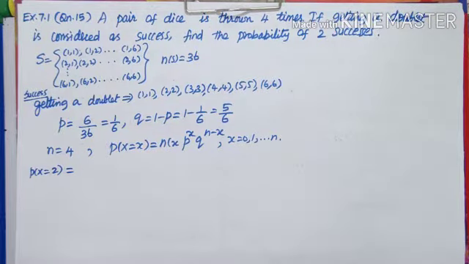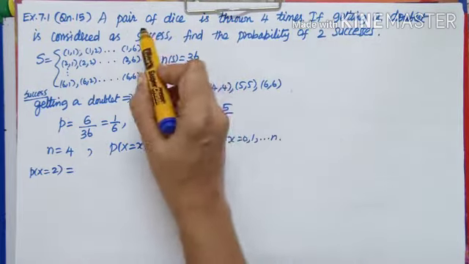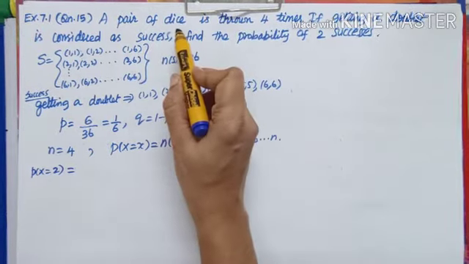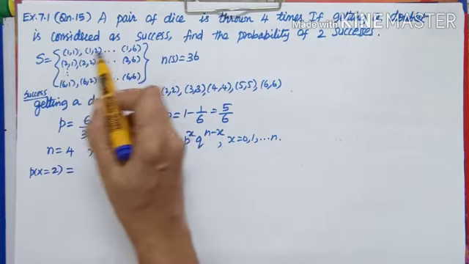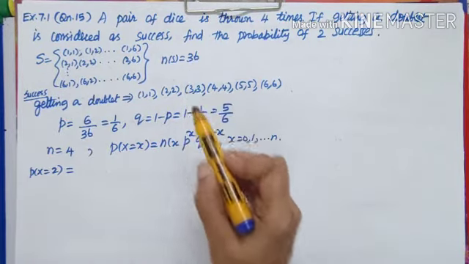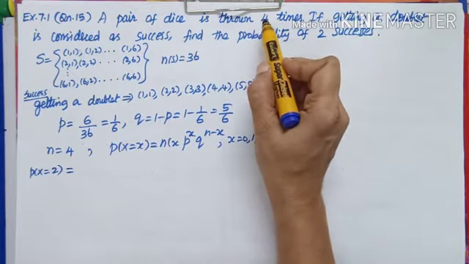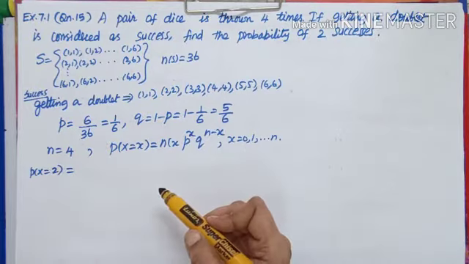Exercise 7.1, question number 15. A pair of dice is thrown 4 times. Here there are 2 things, so don't get confused. Pair of dice, we can immediately write down the outcomes 1,1, 1,2 like that. So there are 36 such outcomes. How many times it is thrown? That tells me n. So n is equal to 4.